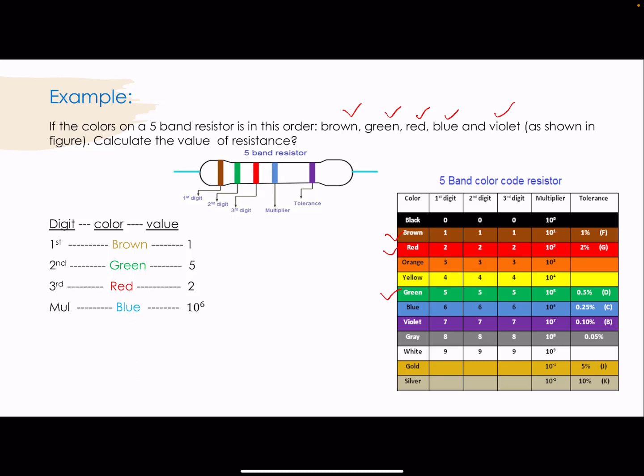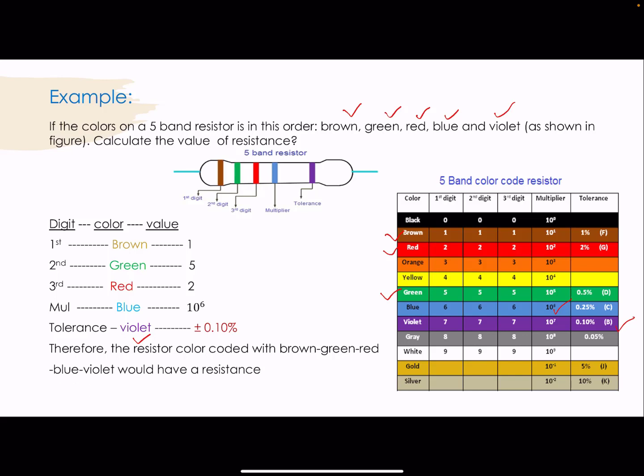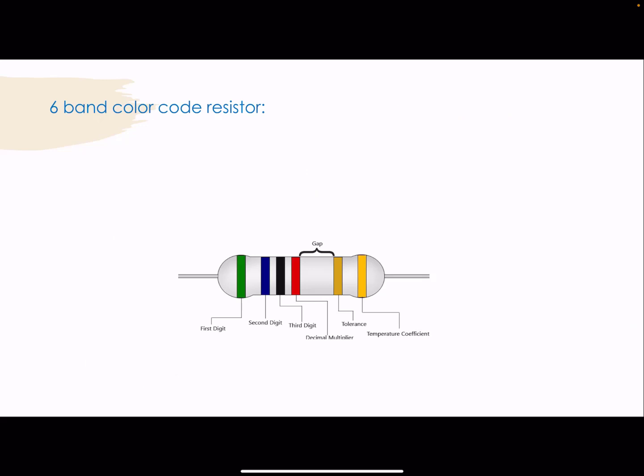And the fourth digit, which is the multiplier of the resistor, represents the blue color and the value is 10 power 6. And the fifth band represents the tolerance and the color is violet. So the tolerance is 0.10%. So finally, the resistor color coded with brown, green, red, blue and violet gives the value of resistance as 152 mega ohms with a tolerance of plus or minus 0.10%.